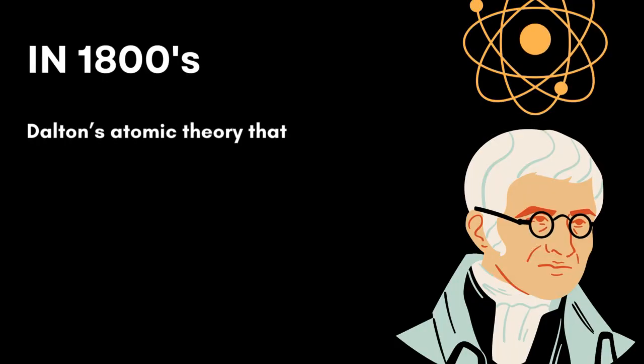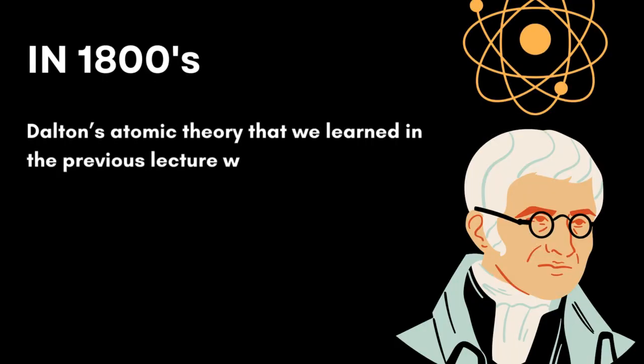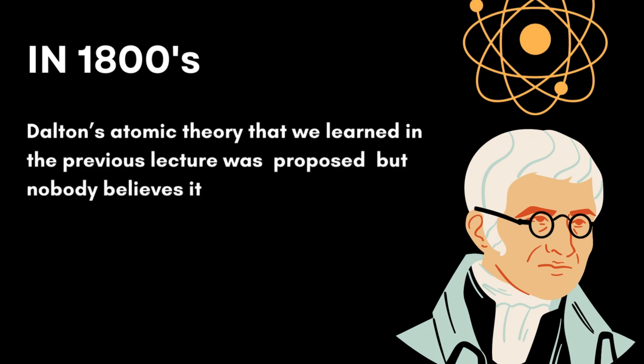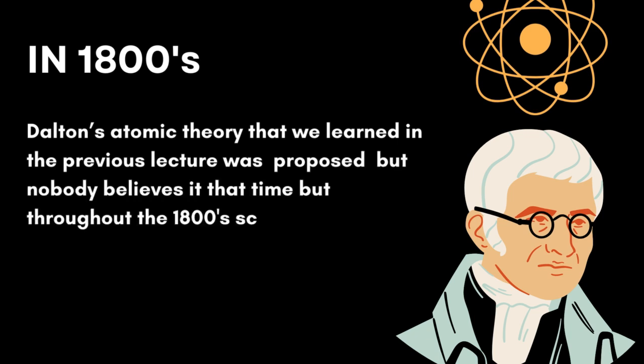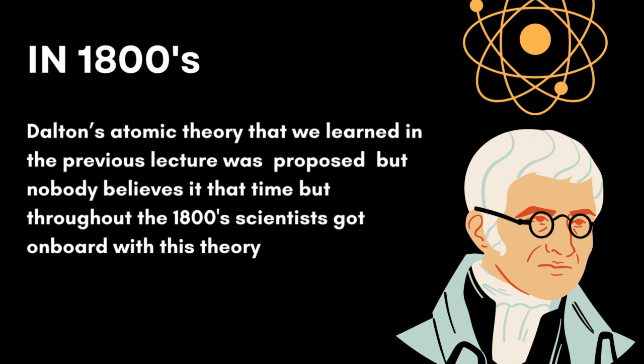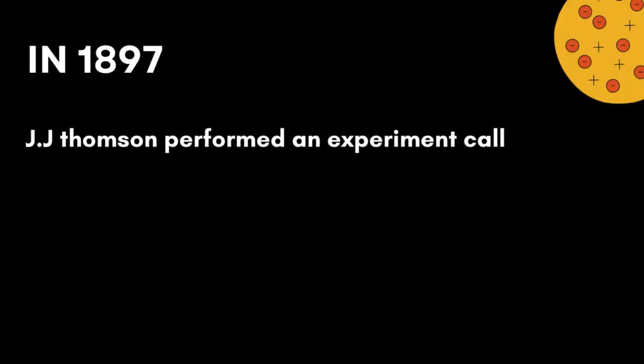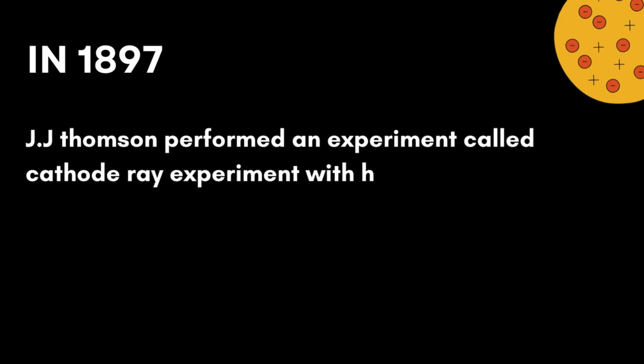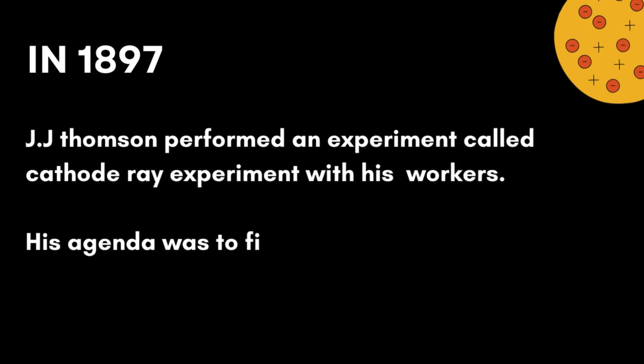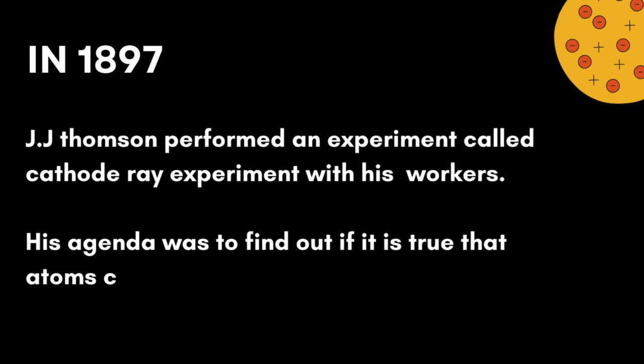In the 1800s, Dalton's atomic theory that we learned in the previous lecture was proposed, but nobody believed it at that time. Throughout the 1800s, scientists got on board with this theory. But in 1897, J.J. Thomson performed an experiment called the cathode ray experiment with his workers. His agenda was to find out if it is true that atoms cannot be divided.